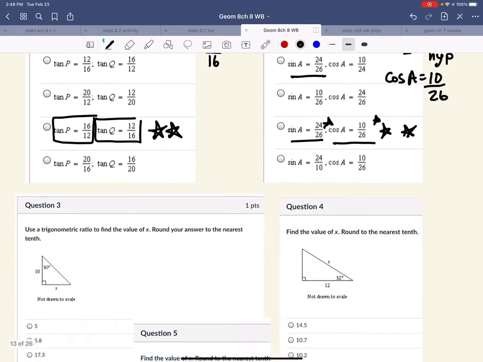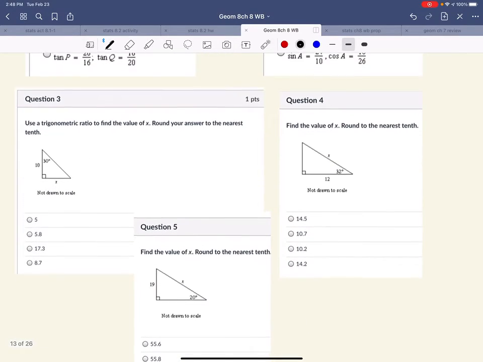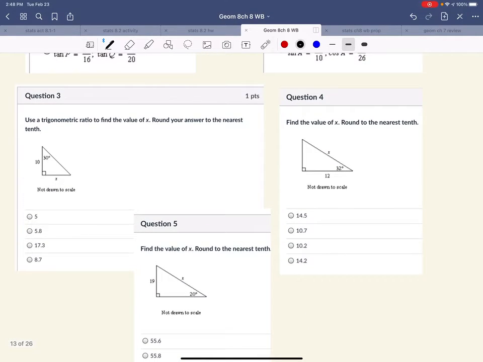Okay, so the next one, now that you kind of know how to set these up, let's go ahead and set these up to solve for the side. So it looks like here we're solving for one of the sides, right? Here we're solving for the hypotenuse, so that'll be fun. And here we're also solving for the hypotenuse.